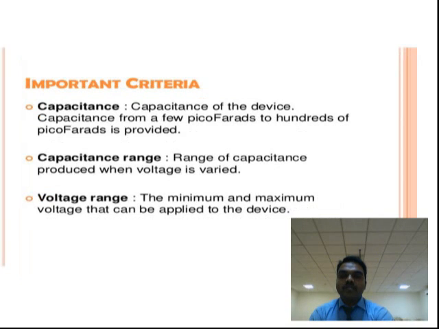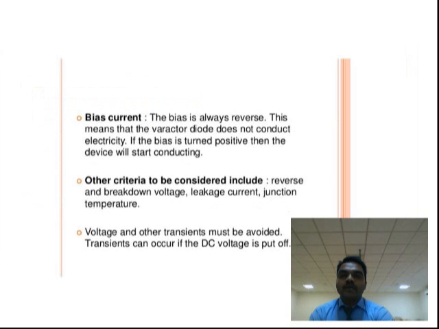There are three most important criteria for the varactor diode. The foremost thing is capacitance. Capacitance of the device: capacitance from a few picofarads to hundreds of picofarads is provided. Capacitance range: the range of capacitance produced when voltages vary. Voltage range: the minimum and maximum voltage that can be applied to the device. Bias current: the bias is always reverse.